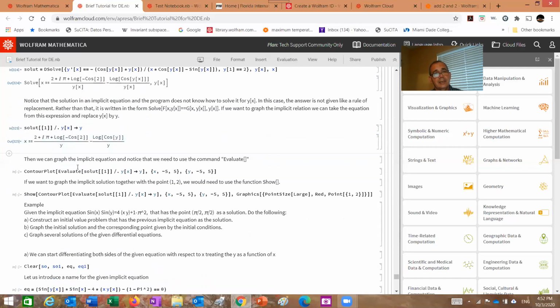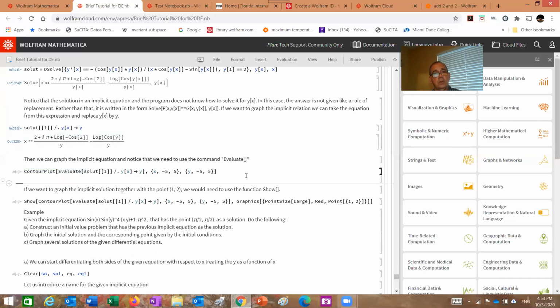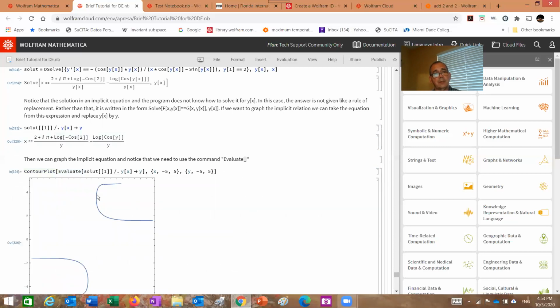Now we can graph it as it is now. But if you put this here without putting Evaluate, it is not going to work. Okay, it's not going to work. That's why we have to put Evaluate here. Evaluate the solution, part one of the solution, when you replace the y of x by y, in between this interval. So you press Shift Enter, and even though we cannot solve the equation for y, it produces a graph for that solution.